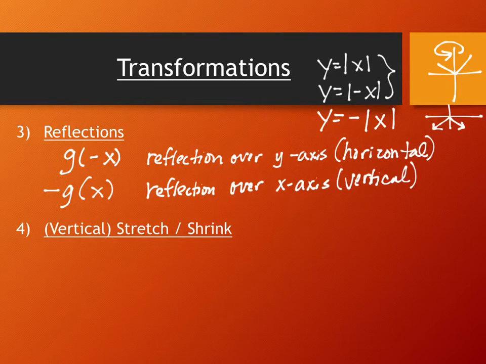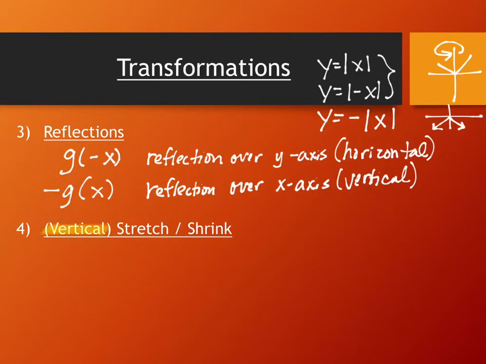So imagine, I keep using absolute value graph because we've been using it, but if you took the edges of the absolute value graph, like you grabbed them, and you stretched them up, it would become skinnier, right? And if you took the absolute value graph and you smushed it down like Play-Doh or like clay, and it squished down, that would be a shrink. It becomes flatter.